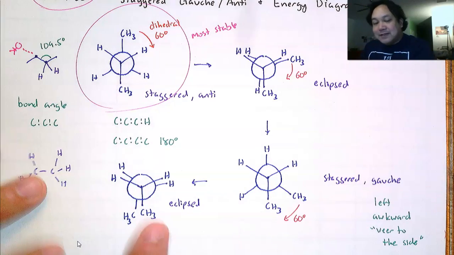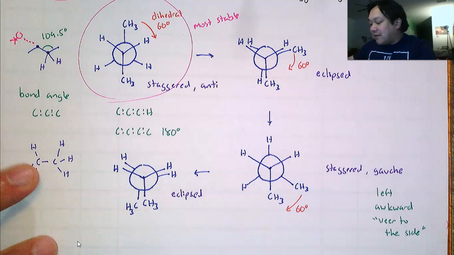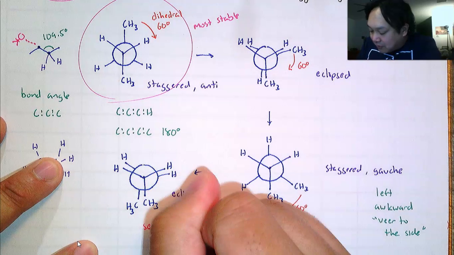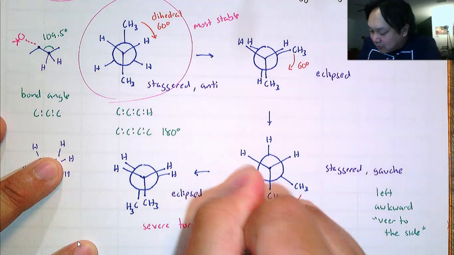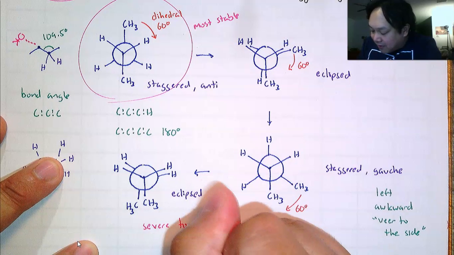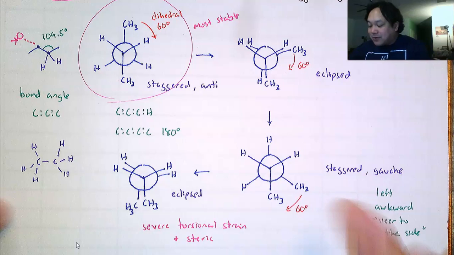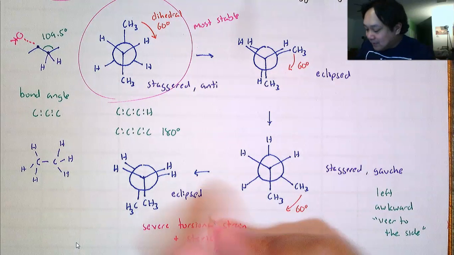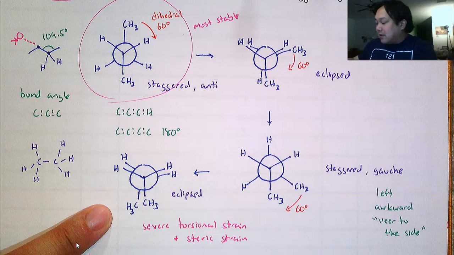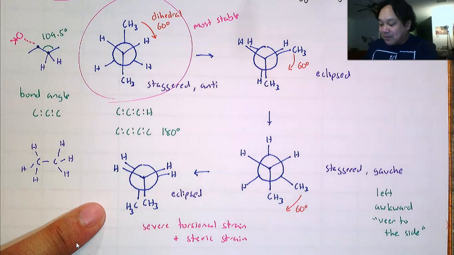So this conformation has very severe torsional strain and steric strain. It even has more steric strain than this one right here. Okay. This one down here is the least stable.